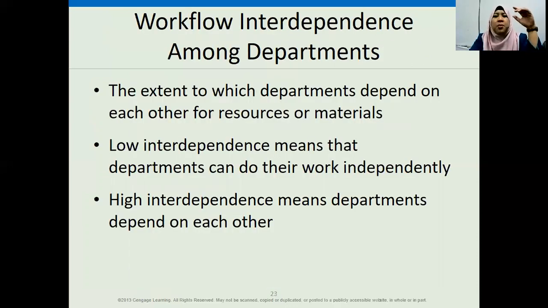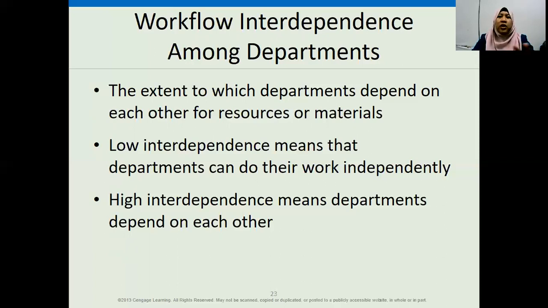Workflow interdependence among departments is the extent to which departments depend on each other for resources or materials. I agree, because let's say the production team needs certain components and some materials, and each component and material has to be structured, has to be demanded, has to get some requirements from the department that needs it. So of course each department will be interrelated on that. And low interdependence means the department can do their work independently.